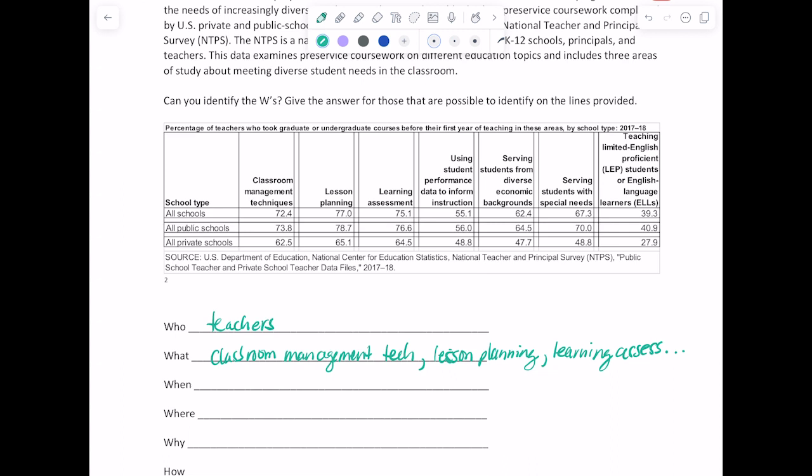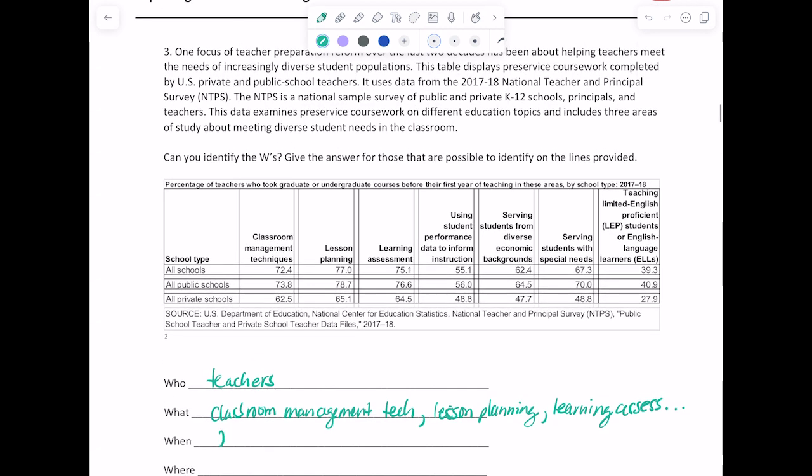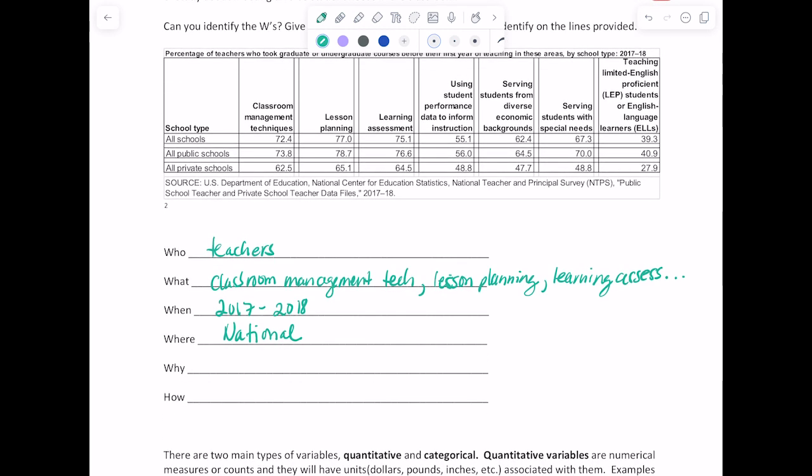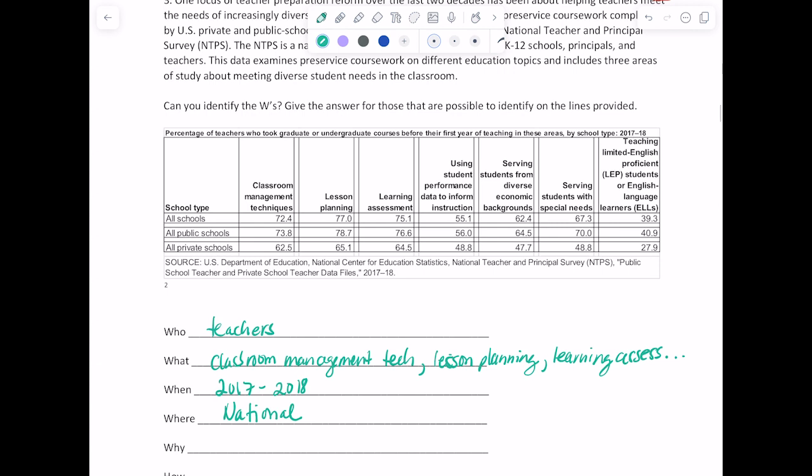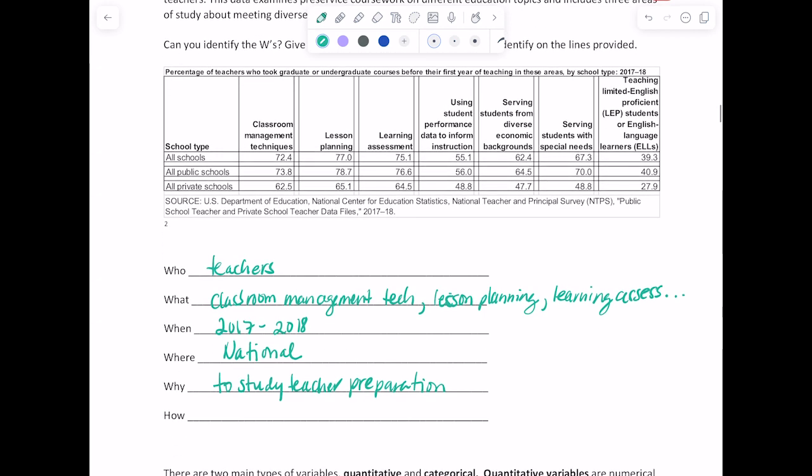When was this data collected? If you go back to the problem, it says 2017, 2018. Where did they collect the data? This was a national survey, so nationwide. Why was the data collected? They told us in the problem it was to study teacher preparation. And how did they collect the data? They collected it through a survey.